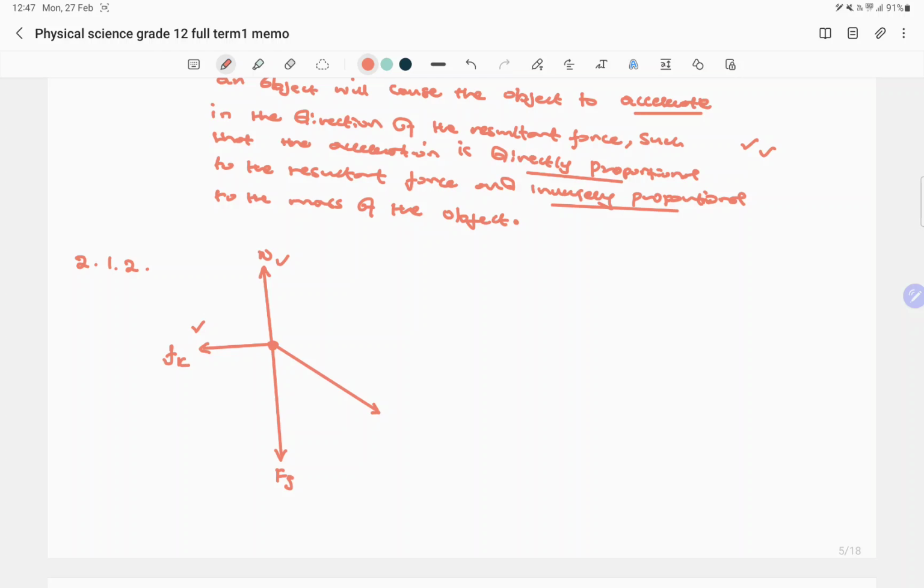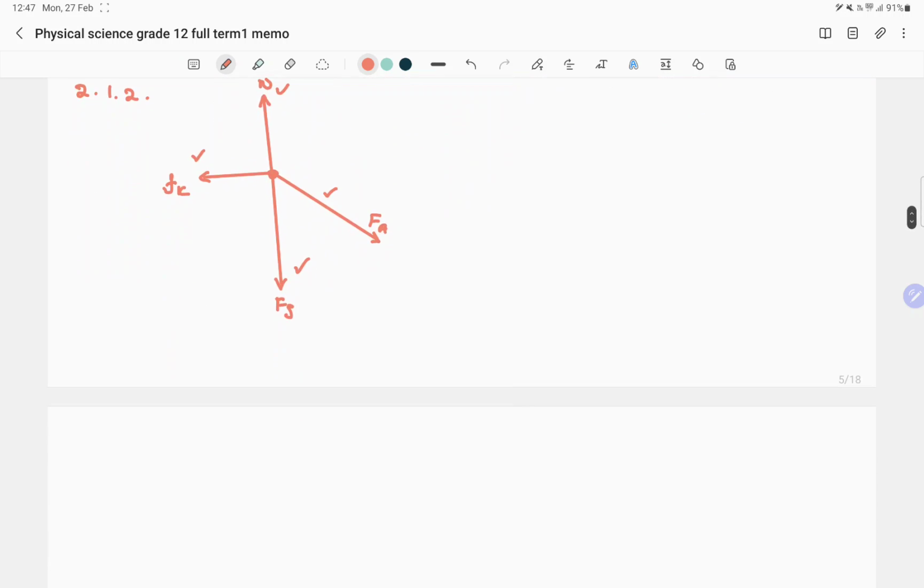So you're getting a mark for that. This is basically the applied force. And then, yeah, that is how you score those 4 marks. Let's move. 2.1.3.